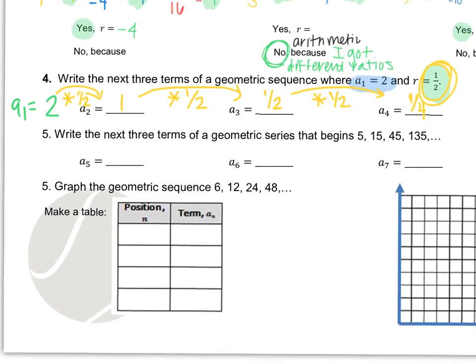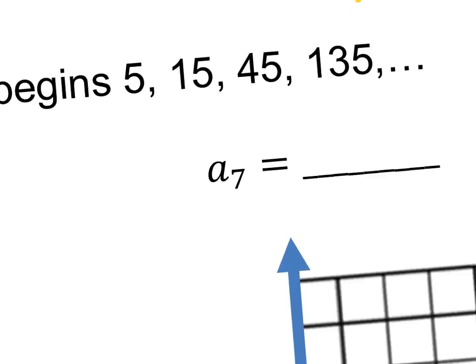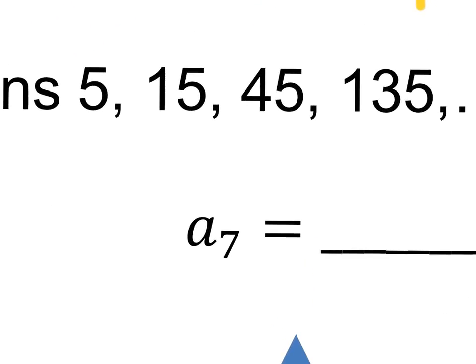And number 5, write the next 3 terms of a geometric series that begins 5, 15, 45, 135. So first of all, I've got to figure out what's happening every time. Okay, well, let's use those brain cells because we have those. Remember, you can do the math to figure it out. You can do 15 divided by 5 and see what that gives you. What is 15 divided by 5? Yeah, it's 3. Is it true that 5 times 3 is 15?